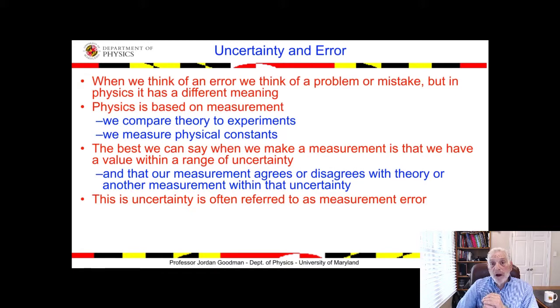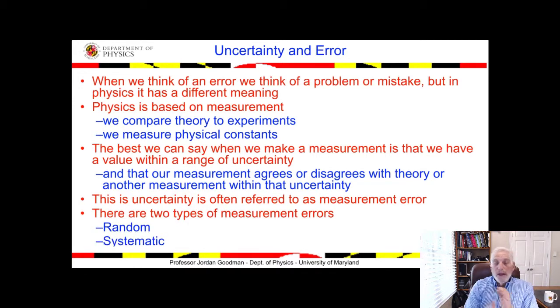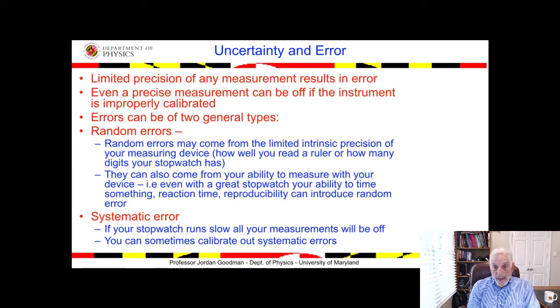This uncertainty is often referred to as measurement error. Again, it's not a mistake, but it's the intrinsic uncertainty in our measurement. These errors come in two different kinds, random and systematic. We'll talk mostly about random today, but a little bit about systematic error as well. Every measurement you make has a limited precision, and that precision results in what we call measurement error. But even if you make a relatively precise measurement, it can be off if the instrument, for example, is improperly calibrated.